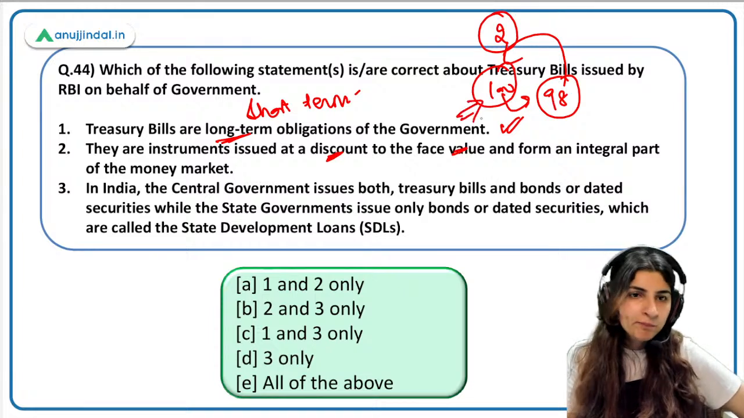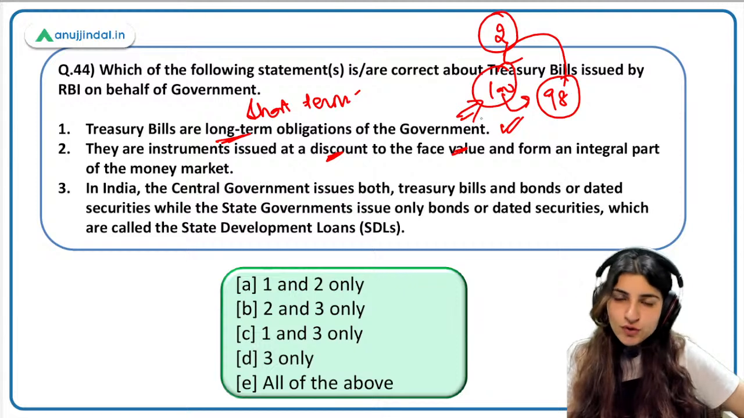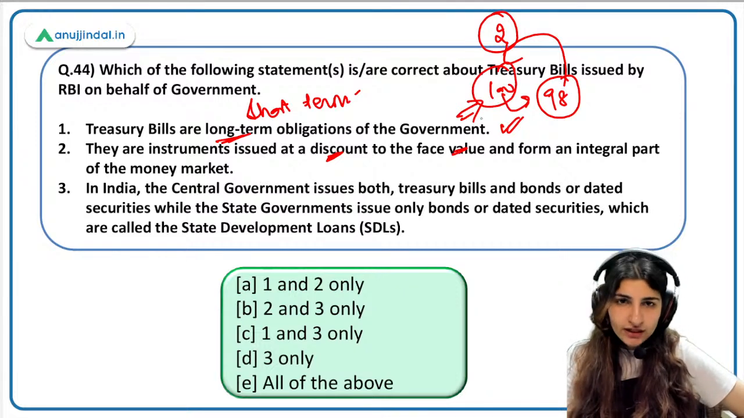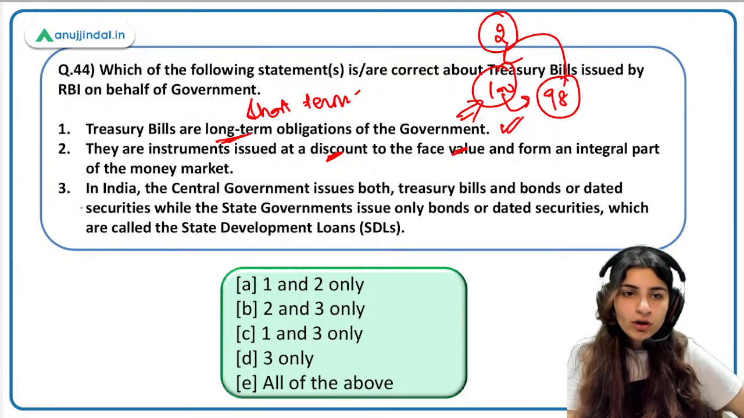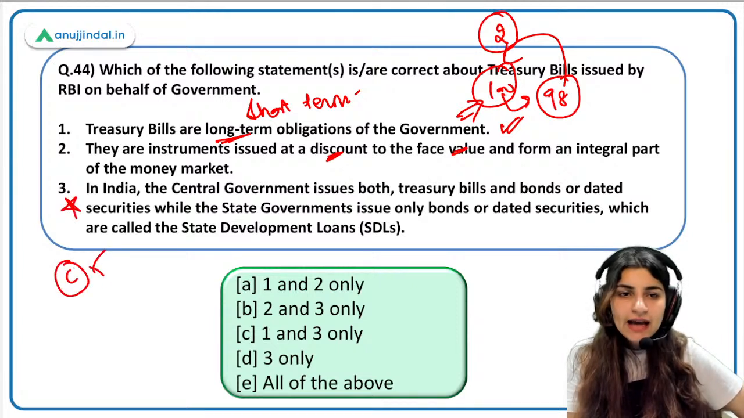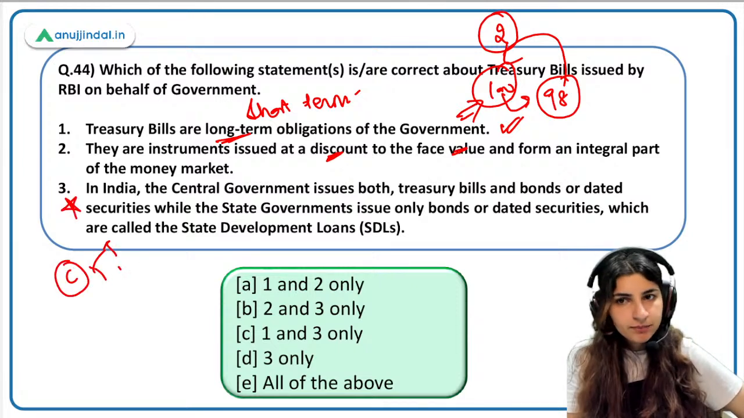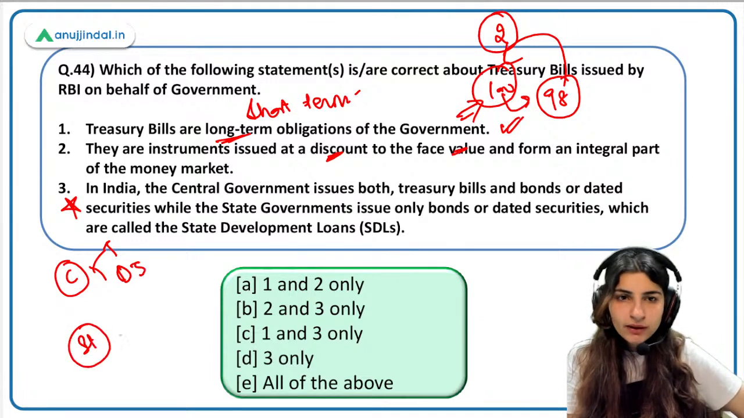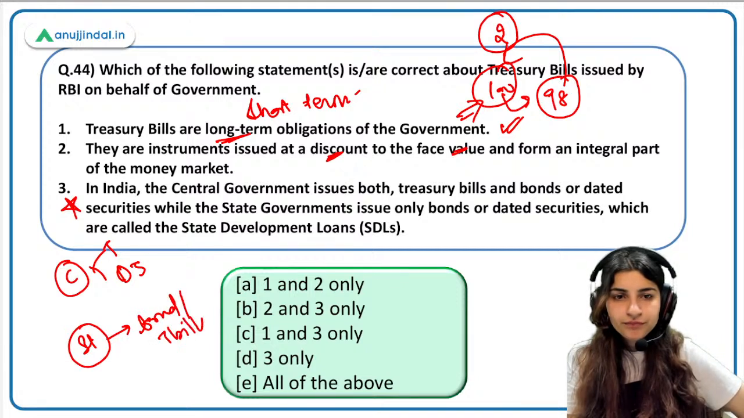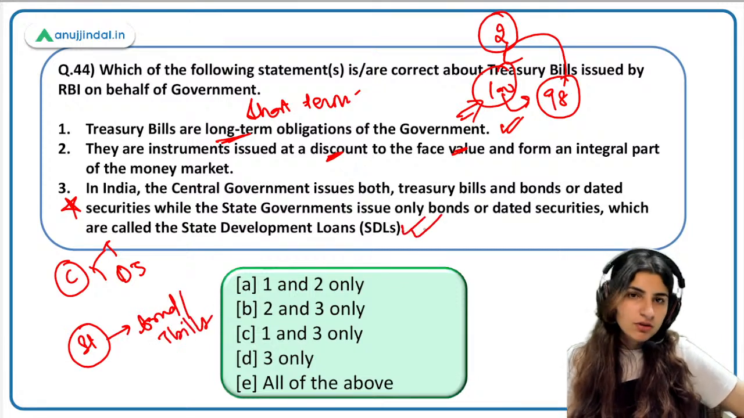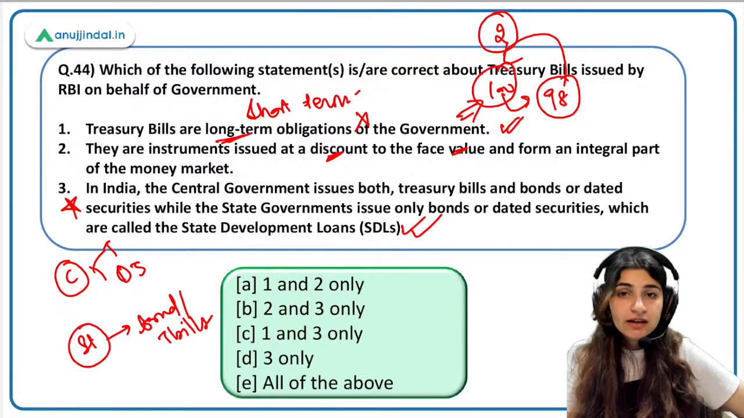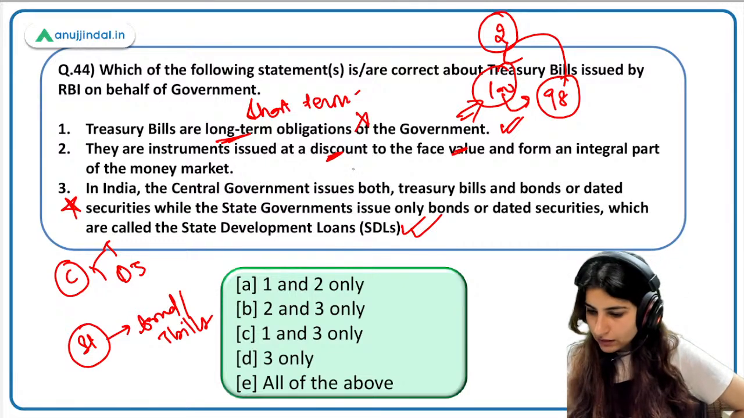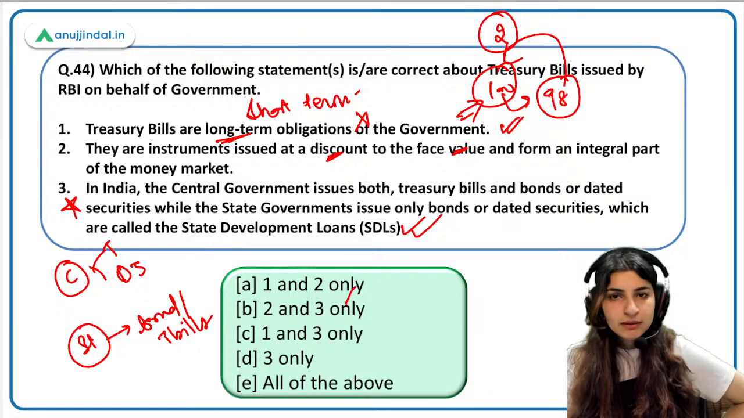In India, the central government issues both T-bills and bonds or dated securities, while the state government, now this is an important point, the central government can issue T-bills and dated securities, that is the long-term securities. However, the state government can issue bonds or dated securities and not T-bills. Okay, the statement is also correct. The first statement was incorrect. It is a short-term obligation. So the second and third statements here are correct. The correct answer will be B.